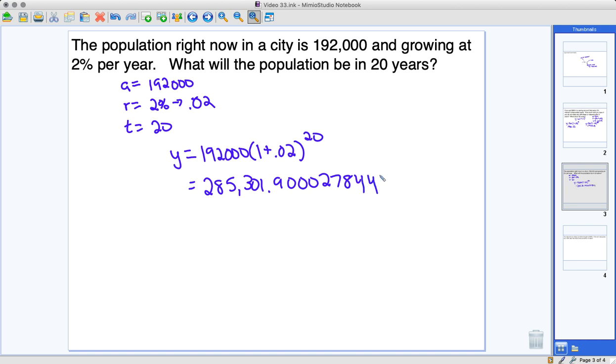My question for you now, that I want you to think about, is: what are we talking about? We're actually talking about people here, so we can't really have a decimal when we're talking about people. I would just take the whole decimal place off. Even though it's 0.9, we're not going to round it, because it's not quite a full person yet. So we just take the decimal off, and we get 285,301 people.